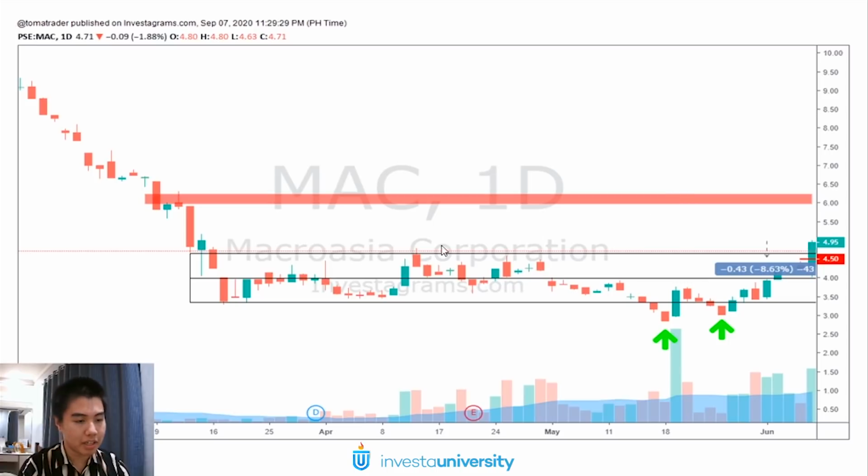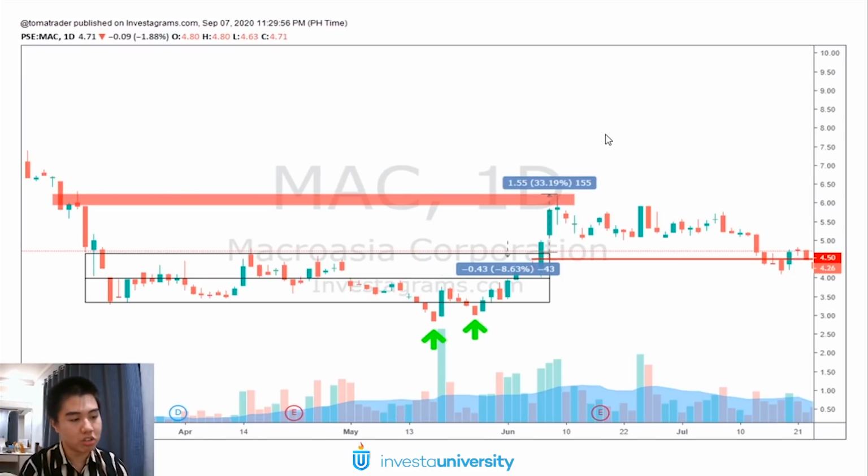Saan ka magtitipi? Tipi ka syempre sa dating resistance, dito sa 6. Medyo conservative tayo. Pero doon din siya nauntog. And then it went up 33% in actually only 2 to 3 days. Right?